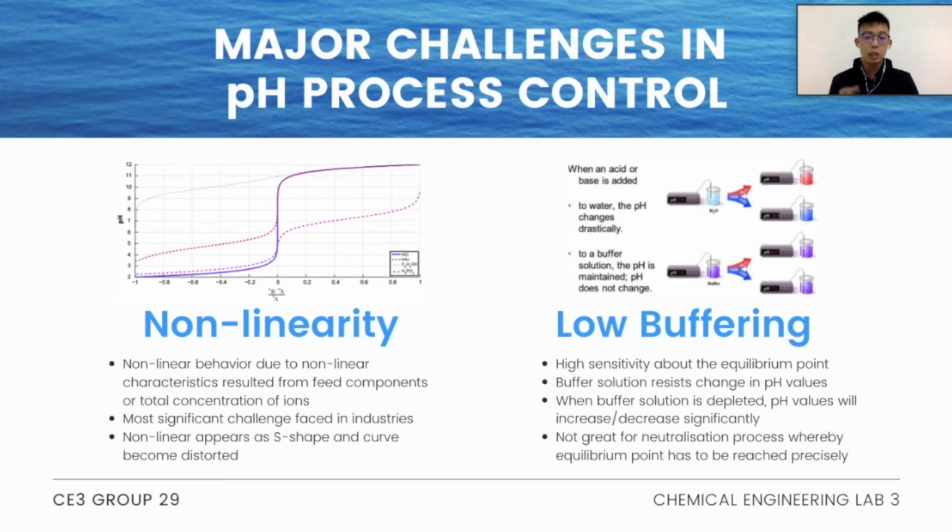And the next problem is low buffering. A buffer solution will resist changes in pH values during the process of adding an acid or alkali by consumption of the buffer. When the buffer solution has fully reacted or depleted, the pH values will increase or decrease more significantly because it becomes less resistant to change, which is definitely not good for the neutralization process, whereby the equilibrium point has to be reached precisely and accurately.